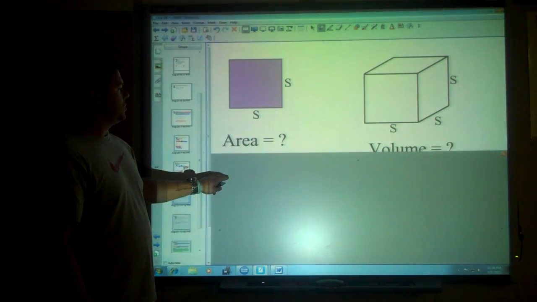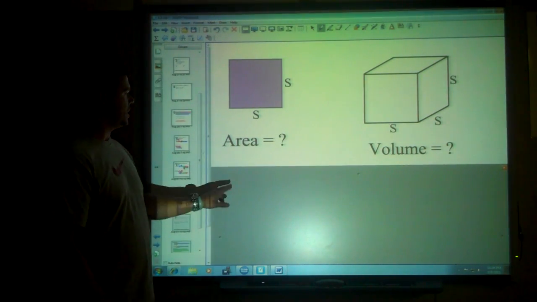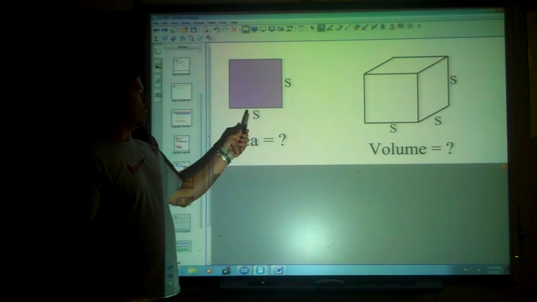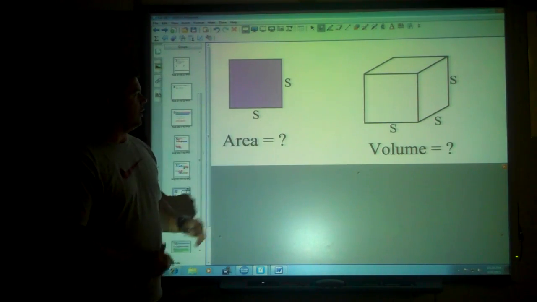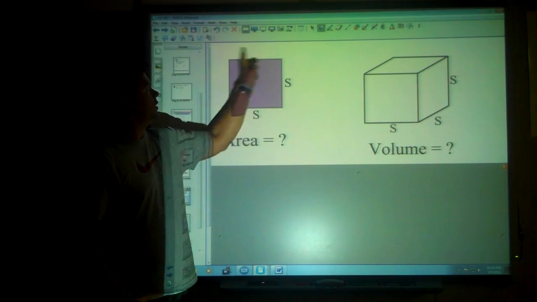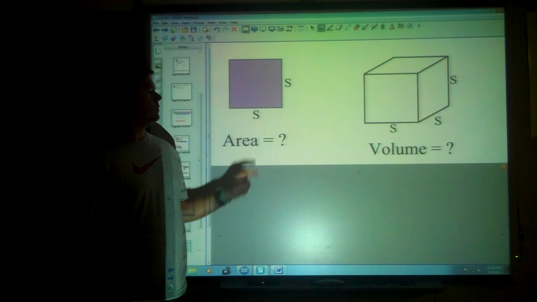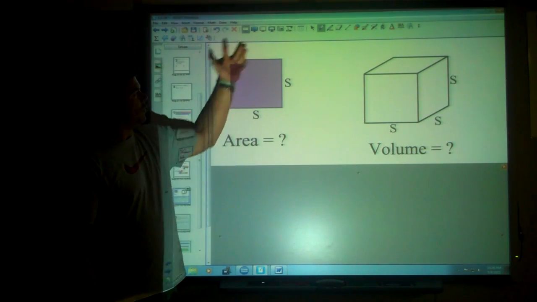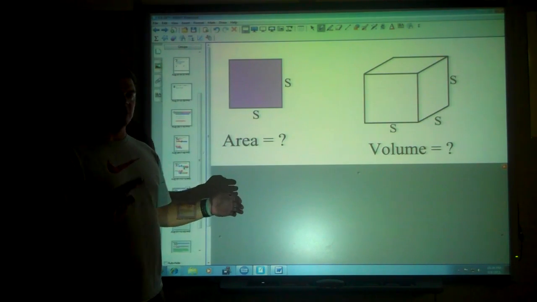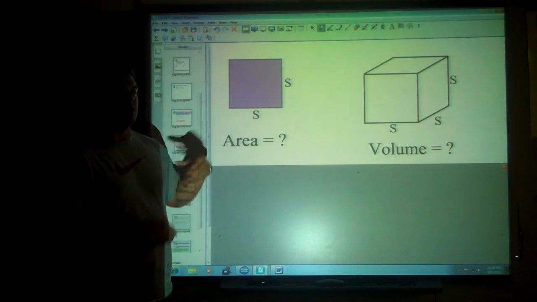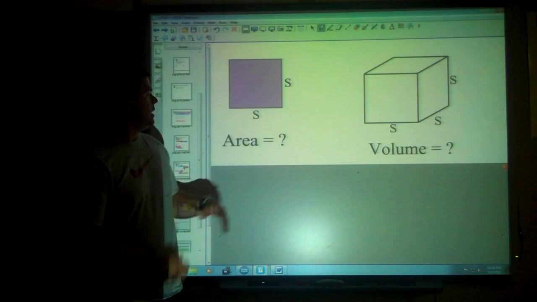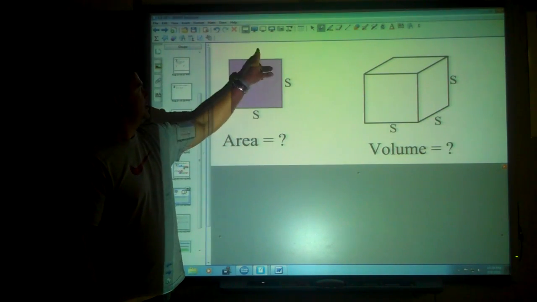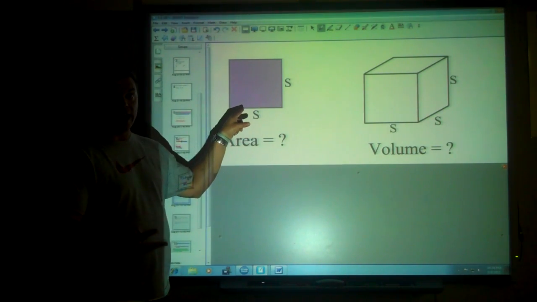Alright, a couple different shapes. In this case, we have a square. And on a square, all the sides are equal in length. That's why I just wrote S for side. So we could come up with a formula for the area. Probably the biggest mistake that's made for area is people mix it up with perimeter. And they come up with, oh, there's S and S and S and S. That means there's 4 S's.